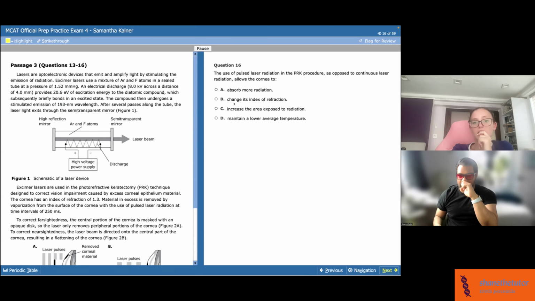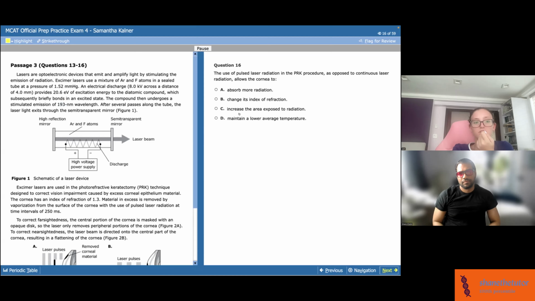What's the index of refraction of? Well, it's the material that the light would go through, right? Yeah, so it would stay the same. The corneal area exposed to radiation is still the eye. It doesn't change from a pulse. So it's between A and D.